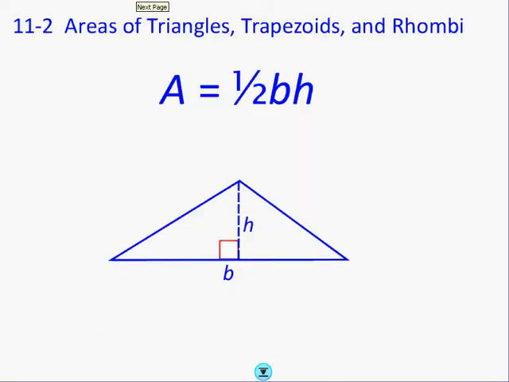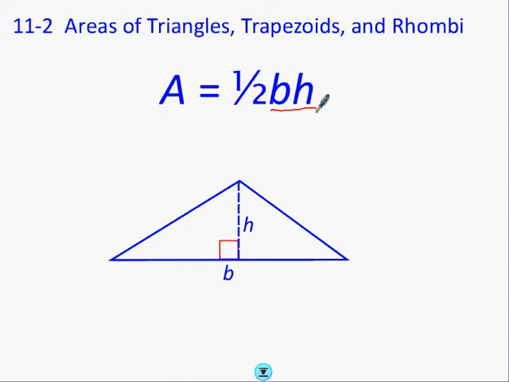We're going to jump right into lesson 11.2, where we learn formulas for triangles, trapezoids, and rhombi, or rhombuses. You might be thinking to yourself, well, rhombuses are parallelograms. I already have a formula. And you do, but we're going to learn another one as well. Okay, triangles, area is 1/2 base times height. So you're familiar with that much, right?